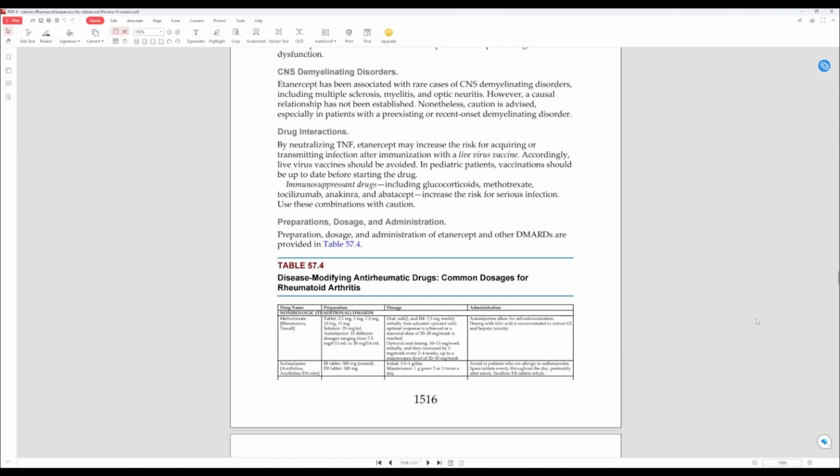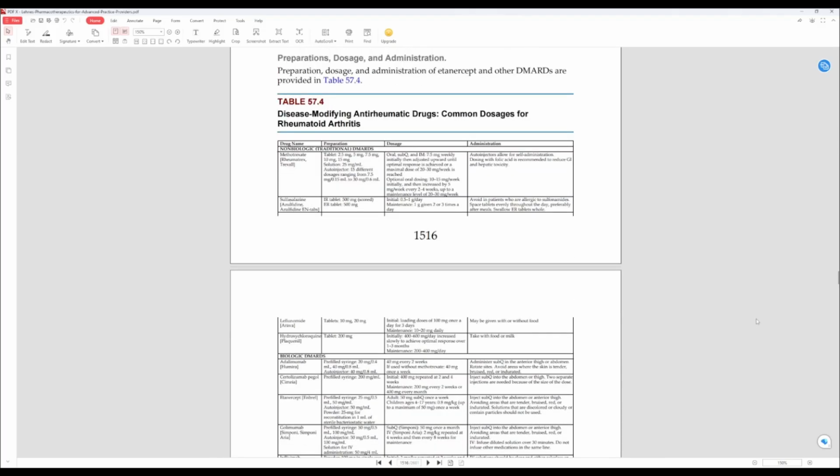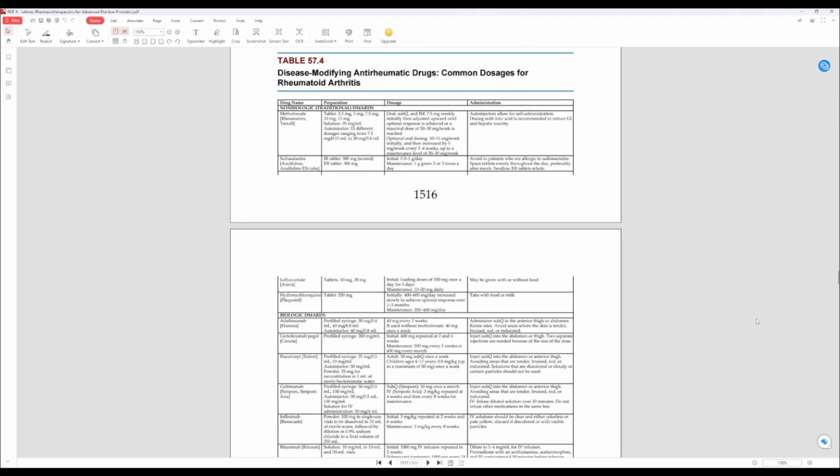Finally, preparation, dosage, and administration of etanercept and other DMARDs are provided here in the following table. So here's a good spot to hit pause so you can look at all the different dosages and preparations and how we would administer them. I'm trying to make sense of where to pause. So here's a good spot, and then I'll go down a little further.